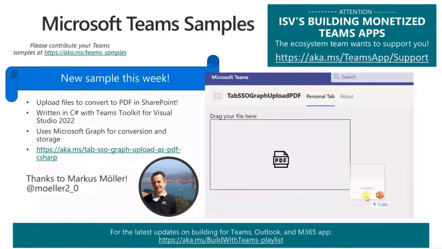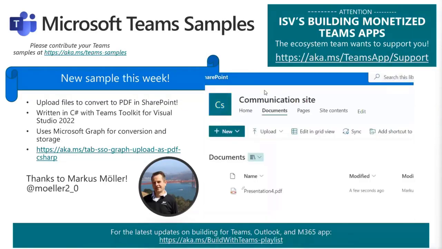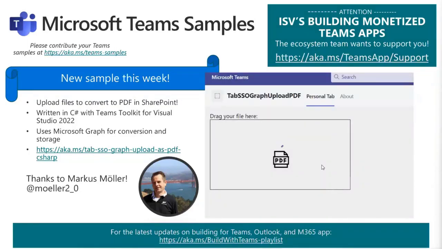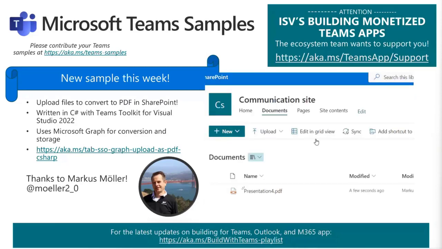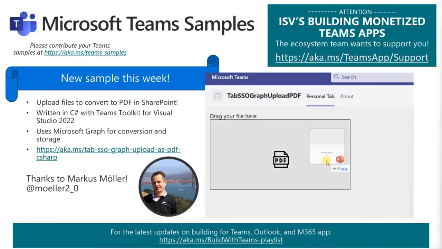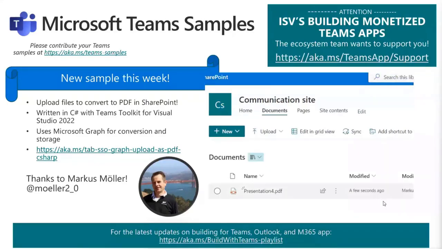Bob German on Microsoft Teams samples. Hey, thanks so much. A couple of quick announcements before I talk about the sample of the day. If you are an ISV building software for sale and you want to monetize that software by putting it in the Teams app store, it has to be a Teams app, but that's a great way to get more people using your app. There's a form in the URL in the upper right of the slide showing how you can get free support from the Teams ecosystem team if you are monetizing your app. Also, there are some great videos to check out at the bottom on Teams, Outlook and Microsoft 365 development.